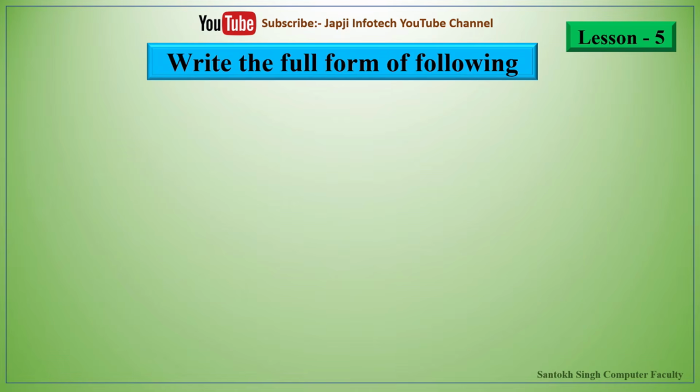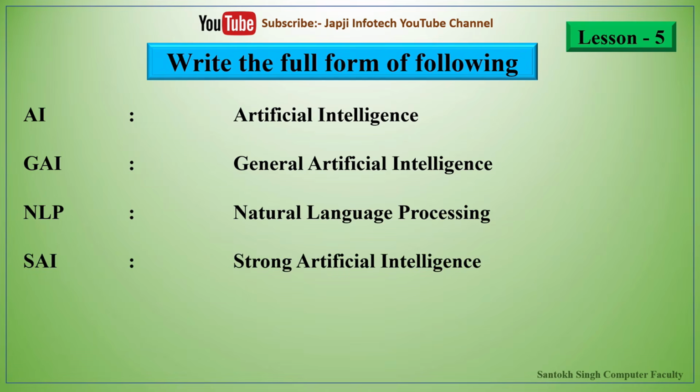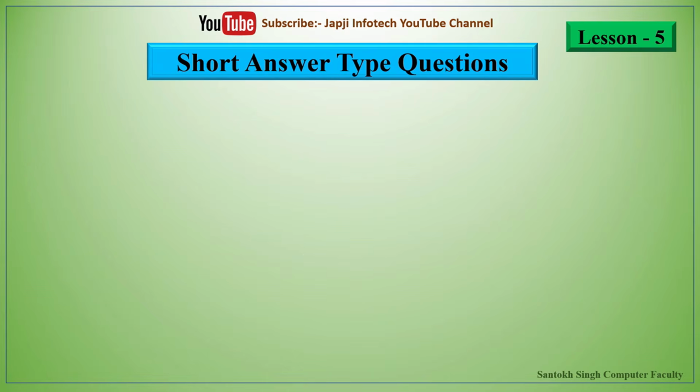So now we will learn about full forms in lesson number 5. So the first one is AI. AI stands for artificial intelligence. GAI stands for general artificial intelligence. The third one is NLP. NLP stands for natural language processing. SAI stands for strong artificial intelligence.